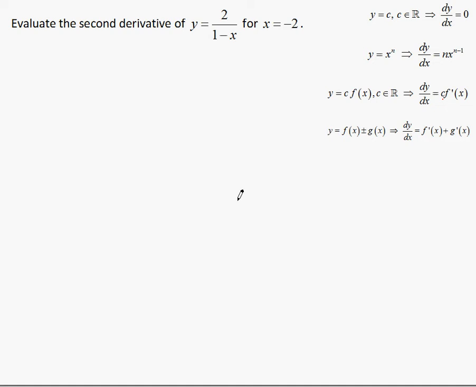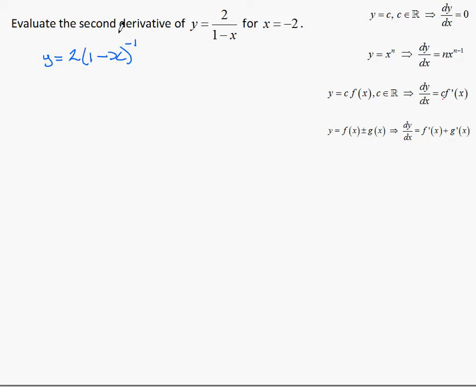In this example, we're asked to evaluate a second derivative. So what we're going to need to do is find the first derivative, the second derivative, and once we get it, substitute the value of x equals -2 in for x. A nice trick if you have a constant in the numerator is to begin by writing the denominator to the power of -1, rather than try to use the quotient rule.